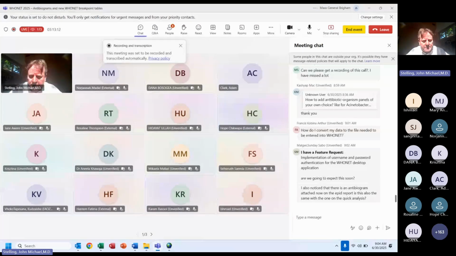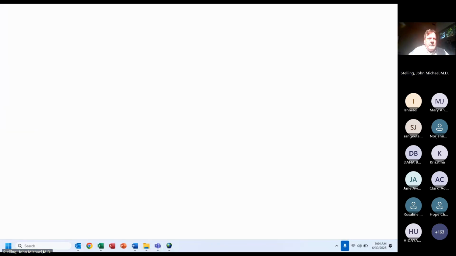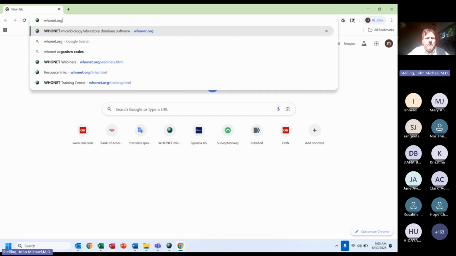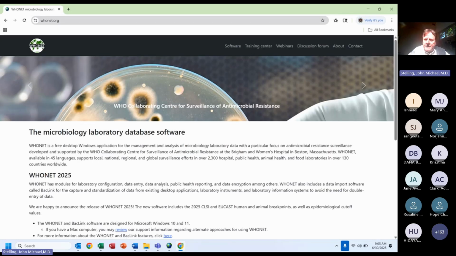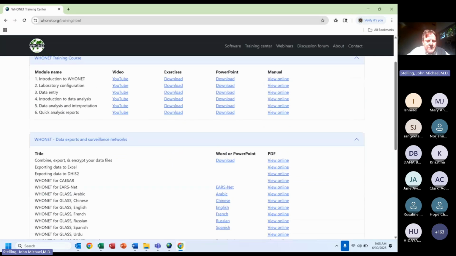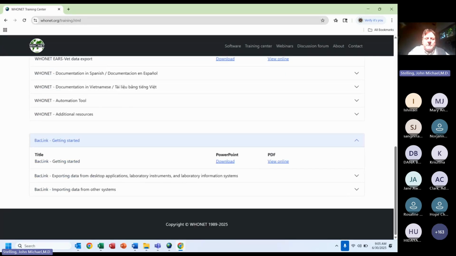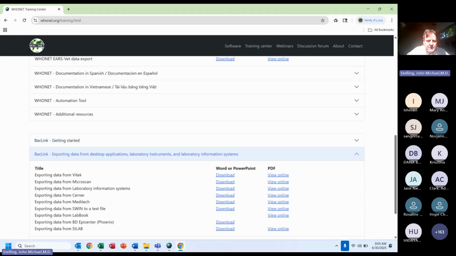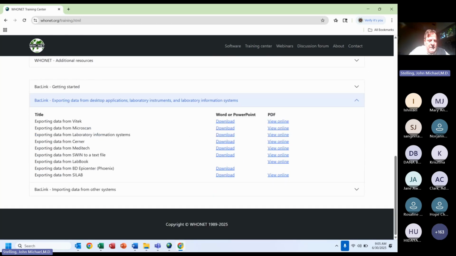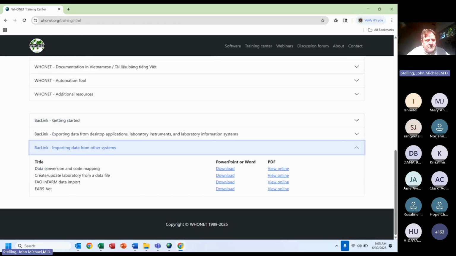Am I still sharing my screen? Yes, I am. I'm going to whonet.org. And if I click on Training Center in the top menu, you'll see a lot of WHONET resources here, followed by Backlink resources. So I would suggest looking at Backlink getting started, and then Backlink from Vitek, Backlink from Cerner, Backlink from these different systems, and Backlink from other systems, etc. So that would be that.